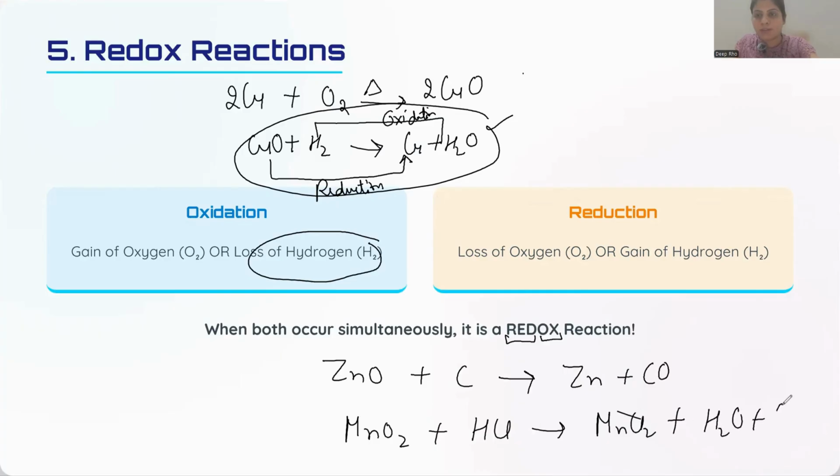Tell me which is oxidation and which is reduction in this reaction. One is oxidation, one is reduction. Name the substance which undergoes oxidation and which undergoes reduction. You can tell me in the comment section.